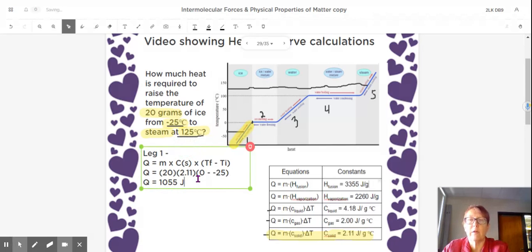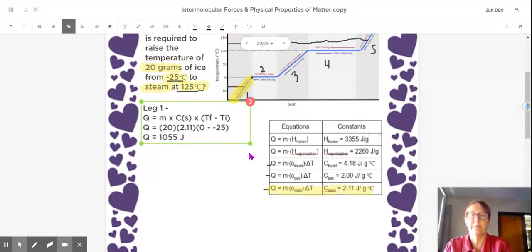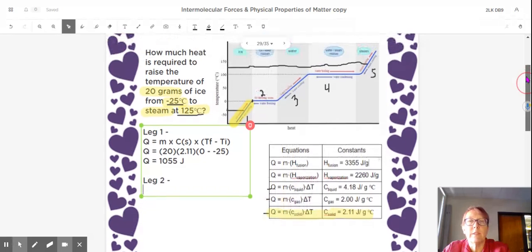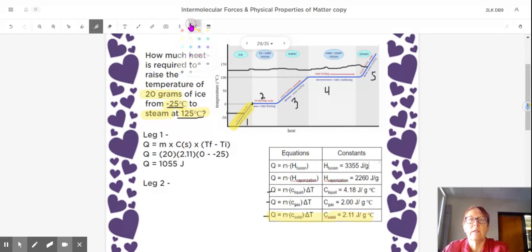And I'm going to move that up here a little bit because we've got to get 5 legs in. I think we can do it. All right. Leg 2. Leg 2 of this graph is this leg. And notice that along this leg, there's no change in the temperature. The temperature is constant. That flat line tells us we've got a constant temperature.